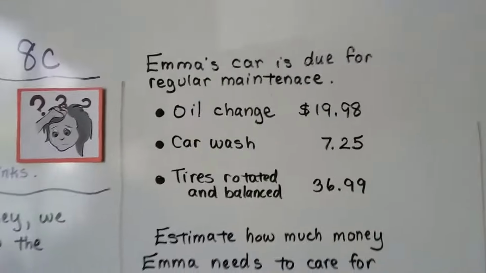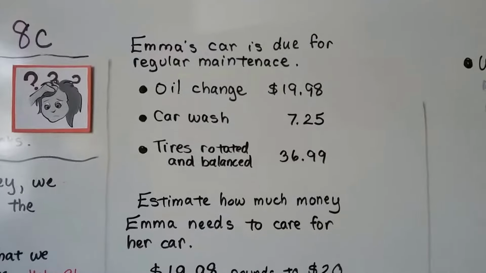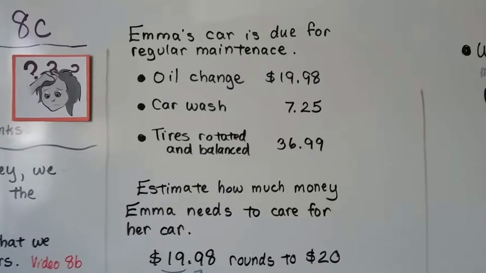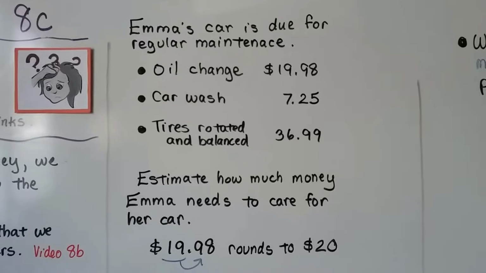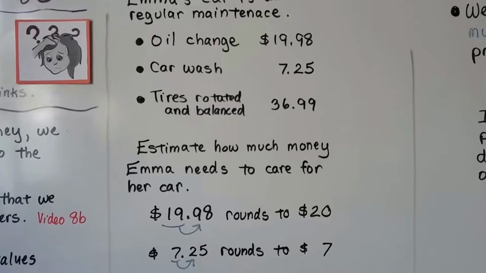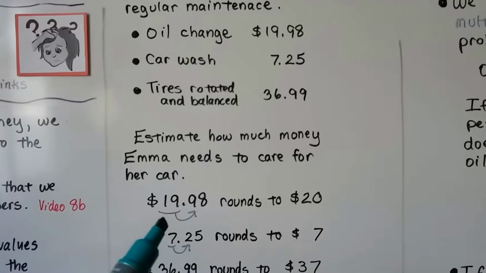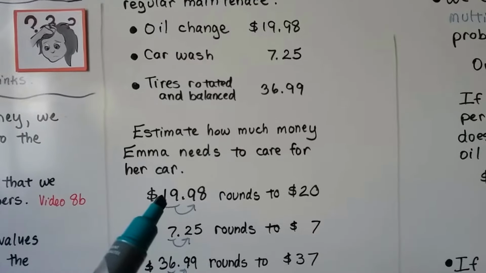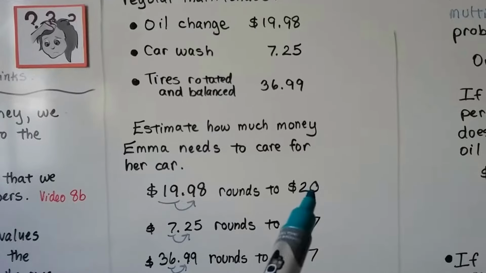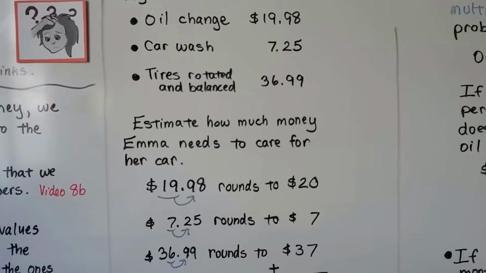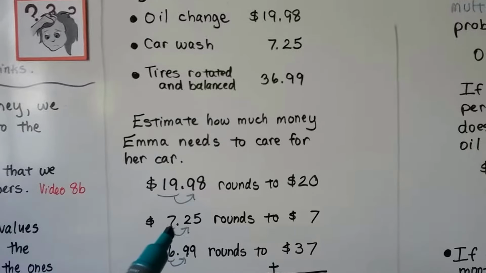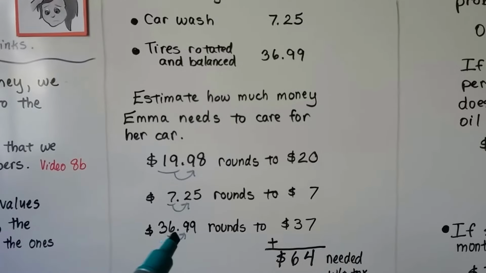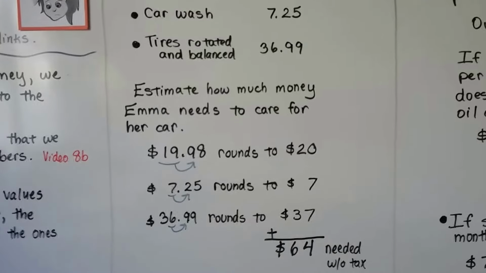Well, Emma's car is due for regular maintenance. An oil change is $19.98, a car wash is $7.25, and tires rotated and balanced is $36.99. We need to estimate how much money Emma needs to care for her car. For $19.98, this 9 is going to tell that 9 to go up 1, but then that's going to push this 1 to a 2, so $19.98 is going to round to $20. For $7.25, the 2 tells the 7 to stay the same, so it's going to round to $7. For $36.99, that 9 tells the 6 to round to a 7, so it rounds to $37.